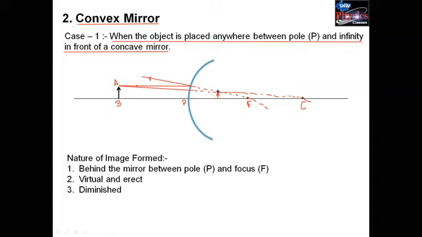Always remember that a convex mirror always makes a virtual and erect image. Also, it makes a diminished image, means the image is smaller than the object. Okay, that's why it is used in the rear view of the vehicles.